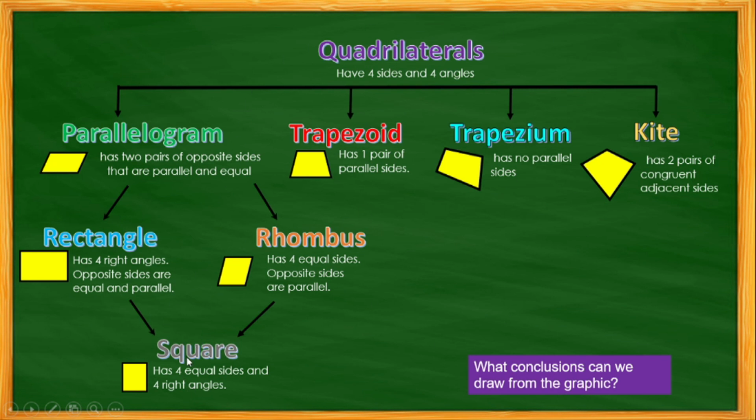We can say that a square can be a rectangle, a parallelogram, and a quadrilateral, and also a square can be a rhombus. A rectangle can be a parallelogram and quadrilateral, and a rhombus can be a parallelogram and quadrilateral. A trapezoid can be a quadrilateral, a trapezium can be a quadrilateral, and a kite can be a quadrilateral.